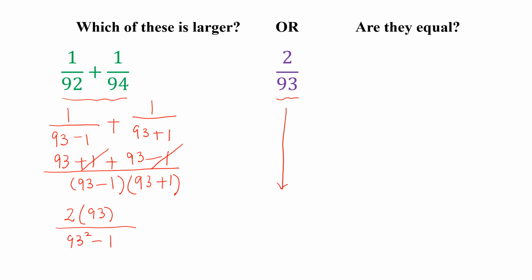Now look at this fraction. If we multiply and divide both the numerator and denominator by 93, we can write 2 × 93 divided by 93². Now look into both the fractions. Here the numerators are same in both the fractions, and the denominator, this one, is less than 93². So definitely 2 × 93 divided by 93² - 1 is greater than 2 × 93 divided by 93², and this is equal to 2/93.